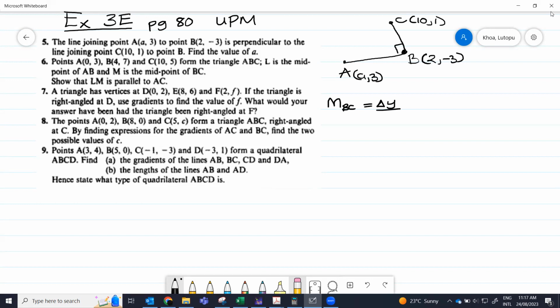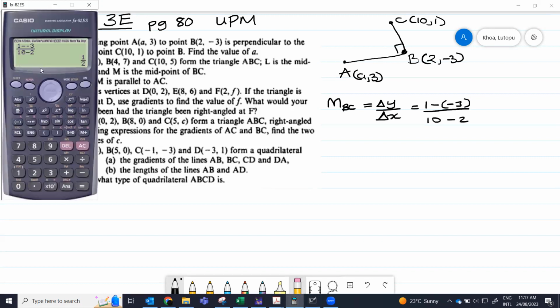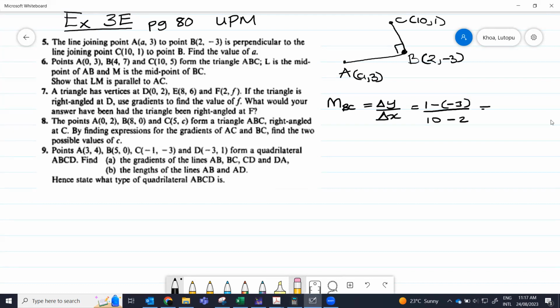This, as you know, is delta y over delta x. So we just take the difference in the y value, so 1 minus -3 over 10 minus 2. So that you can do on your calculator, like I've done there, and the answer is 1/2. Now what we know is AB and BC are perpendicular, so the product of their gradients, when I multiply the gradient of AB with the gradient of BC, is equal to -1.